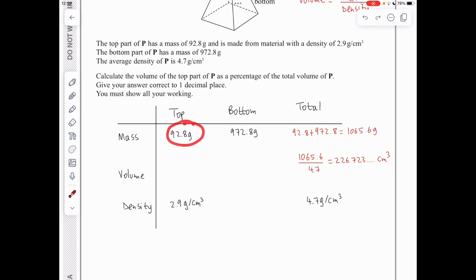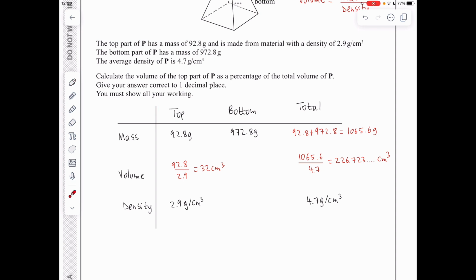Now for the top part, we've got the mass and the density. So if I do mass over density, I'll be finding the volume. So 92.8 divided by 2.9 is equal to 32 cubic centimeters.